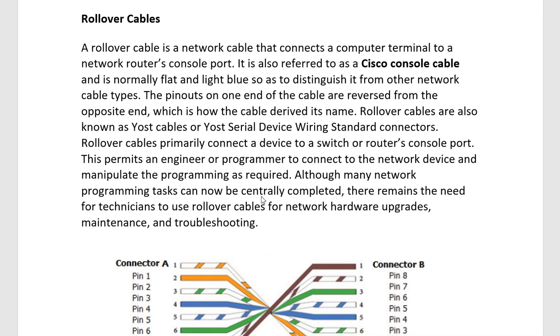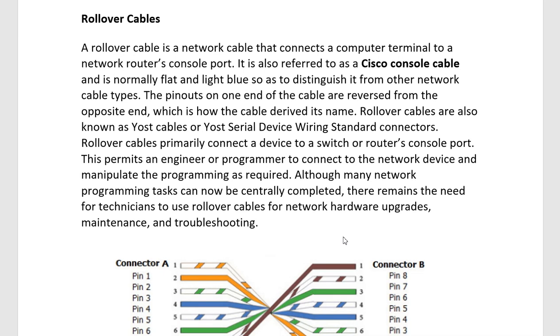Now the cable also has the same wires, with the same color codings also. So how do you differentiate between a normal straight through or crossover cable and a rollover cable? These cables are flat, they come as a flat cable, and also they have a different light blue color, so that we can differentiate between the normal crossover cable and straight through cable. But it is only used for connecting the router or switch console port to the machine's terminal, that is the serial port.